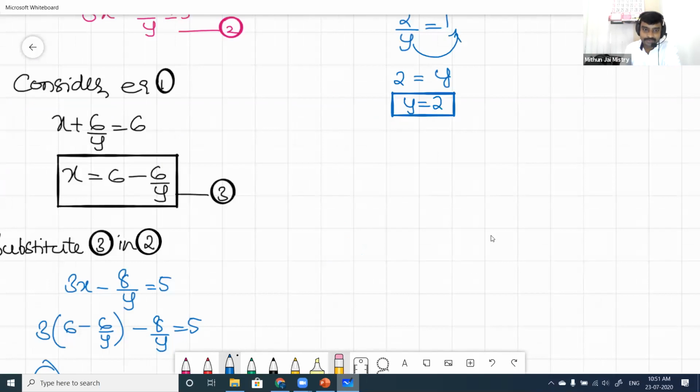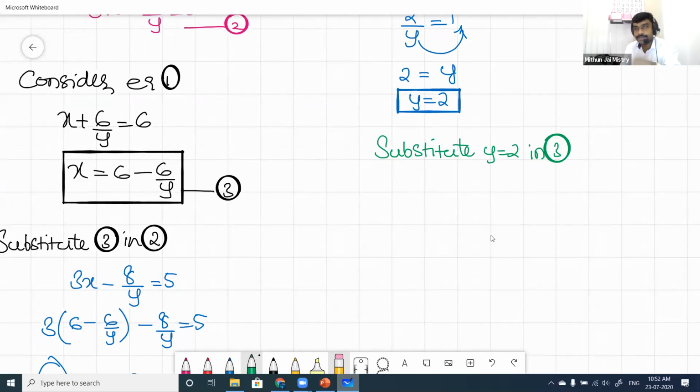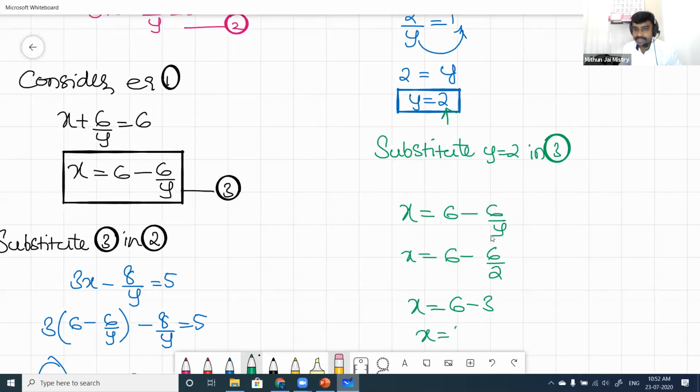That means now what we have to do? We have to substitute y is equals to 2 in equation number 3. Actually, we can substitute in equation 1 also, 2 also, 3 also. But I will be substituting in 3. And what is 3? Once again, you need to write x is equals to 6 minus 6 by y. That is x is equals to 6 minus 6 by y will be replaced as 2 because just now we got y as 2. So x is equals to 6 minus 3. How? 6 by 2 is 3. So x is equals to 3.